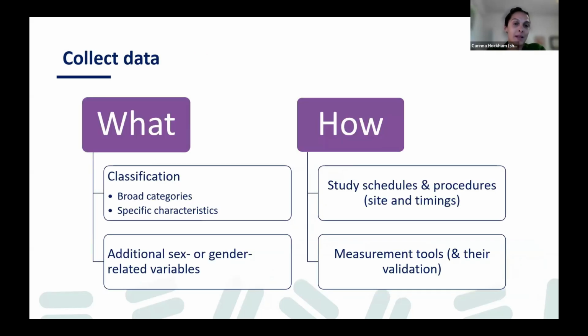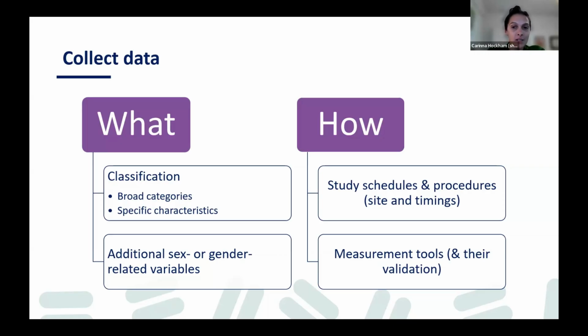The next stage is planning your data collection. When it comes to this stage, it's really important to think about what you need to collect to classify your participants, and Morgaine and Alison covered this beautifully in their talks, as well as any additional sex or gender related variables that might help you to understand or explain any differences that you observe. You also need to think about how you'll collect your data.